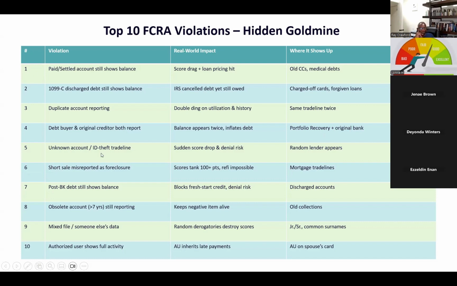For identity theft, things to look out for would be a sudden score drop and a random lender appearing on their credit report that they have no idea who it is. Next, the short sale represented as a foreclosure prevents any kind of refi. It tanks your score, probably more than 100 points, and it's on a mortgage trade line. Post-BK debt balance still showing prevents them from ever reestablishing their credit.